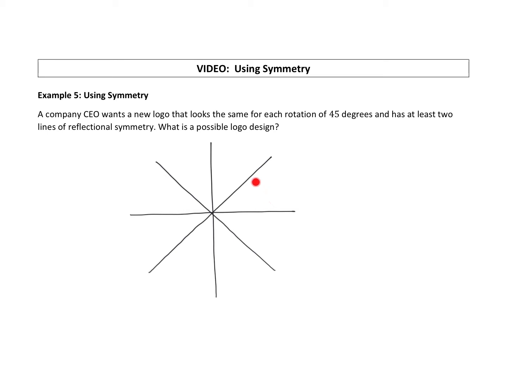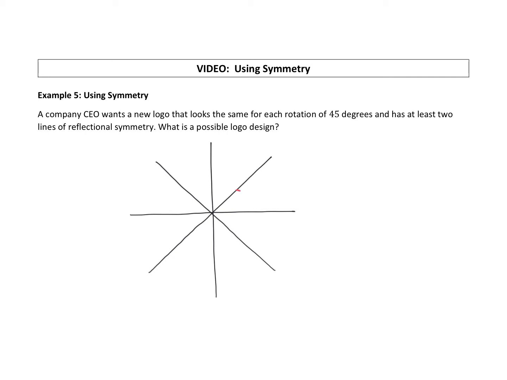So 45 degrees is to here. Here's another 45-degree rotation, another 45, another 45, another 45, another 45. With each 45-degree rotation, we want it to look the same. So what that means is it will map back onto itself. All that I did was draw something that was the same within each 45-degree little section that I have.